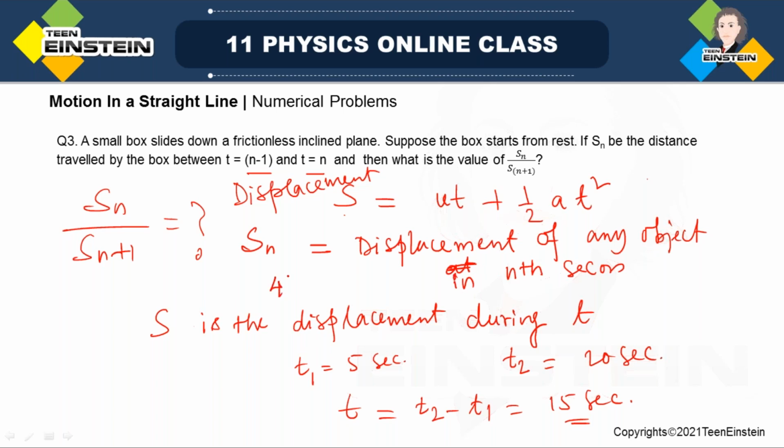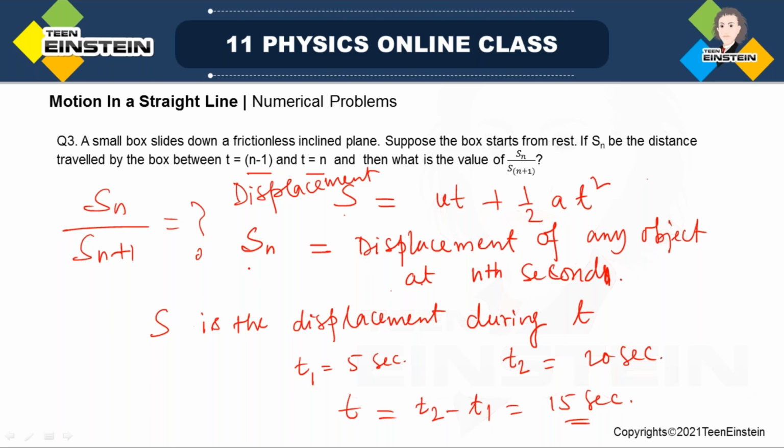Nth second means, suppose I say the fourth second, it does not mean 0 to 4 seconds. It means only the fourth one. So 0, 1, 2, 3, 4. Fourth means just that particular instant. So here Sn means the displacement of the object at that particular instant. Sn means displacement of the object in the nth second.